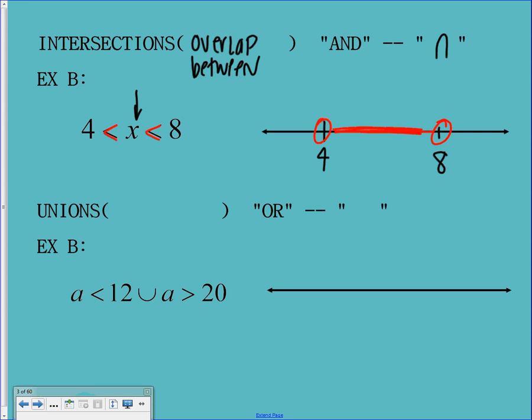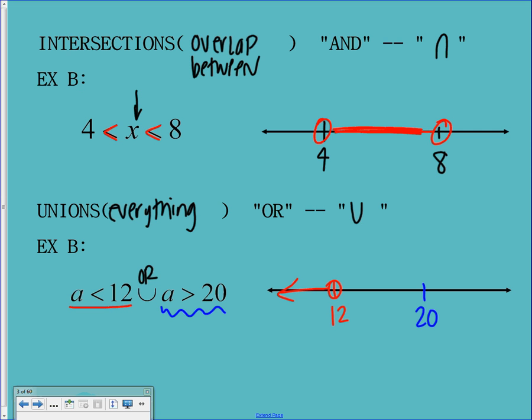The union is everything. It is not going to be where numbers overlap. It's going to be fully inclusive and everything possible. Sometimes we consider this an "or" and we use the U symbol. So in example B, we've got here a is less than 12 or a is bigger than 20. So we're going to graph this separately. The first part here is going to be a is less than 12. That's an open dot at 12 because it's just the less than sign, and then less than is to the left. Or means I need to do this second part separately.